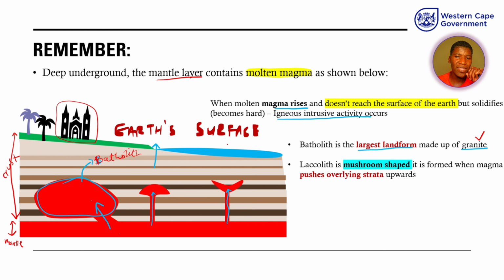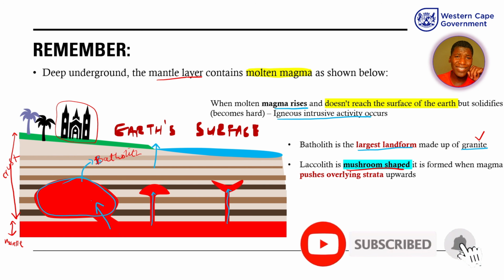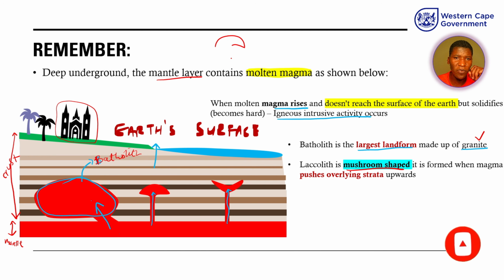A laccolith is mushroom shaped. I'm sure you know what mushrooms are, but you guys are so young to know this. So mushrooms are something like this. They look something like this. This is how a mushroom looks. So most mushrooms, they look like this. I actually like to eat them. Izinkwane. I don't know whatever language you use to describe them.